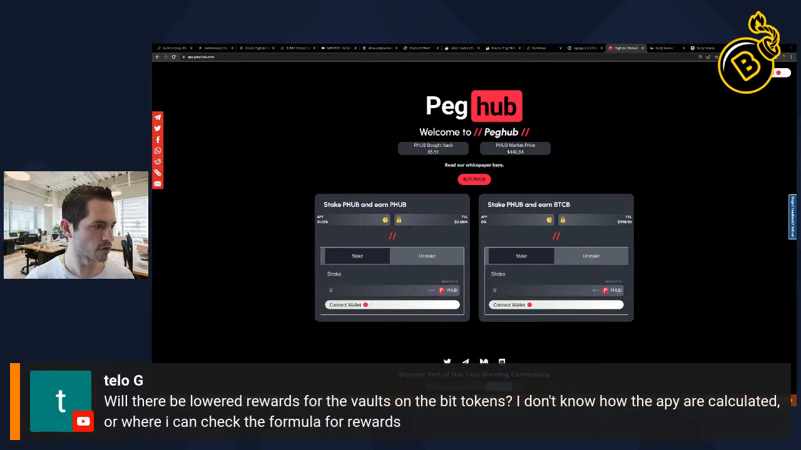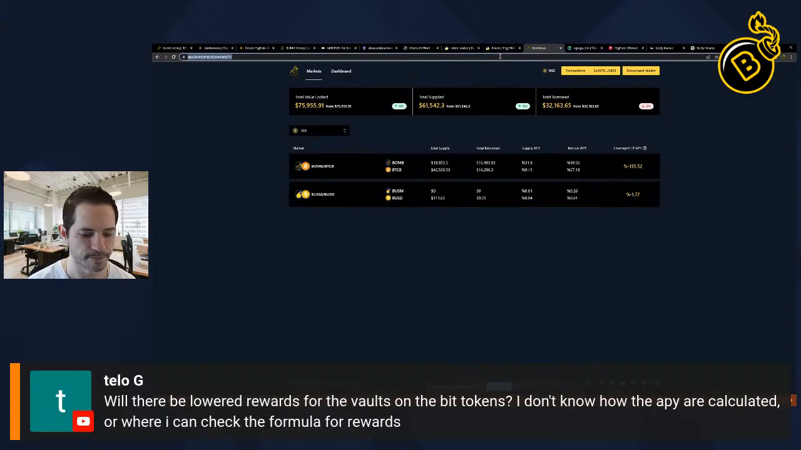Will there be lowered rewards for the vault on the bit tokens? I don't know how the APY is calculated. I feel like there's some other aspect of this question that you left out. Do you feel like vaults have lower rewards or something? I'll go over that real quick.